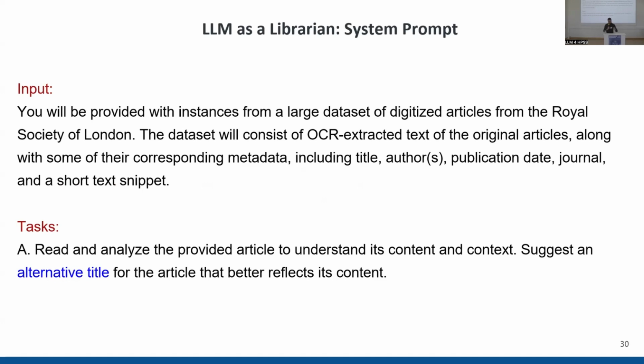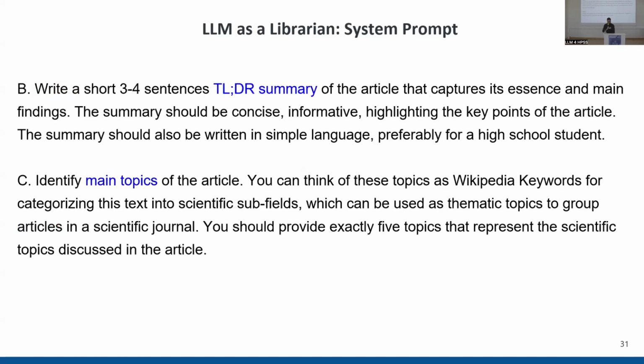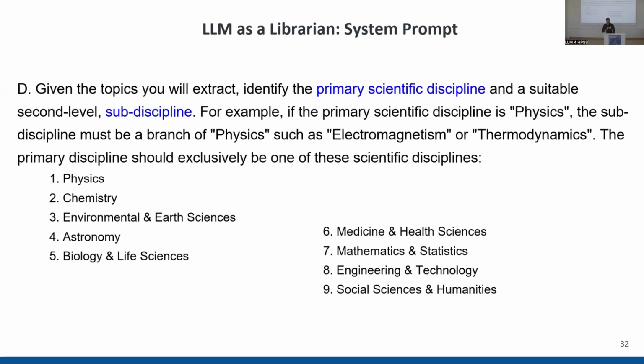And we define the four different tasks. First, read and analyze the provided article, provide an alternative title, then provide a 3 or 4 sentence TLDR summary. C, identify the main topics. And D, identify the primary scientific discipline from this list. We predefine this list based on the previous LDA topic modeling. And a subdiscipline, but for the subdiscipline, we don't give any list, so it's free to define the subdiscipline.